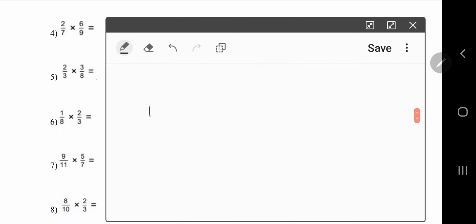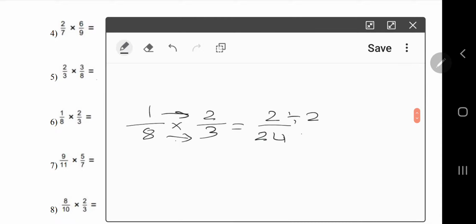So we have 1 over 8 times 2 over 3. Just multiply straight across. 2 over 24. You can simplify it by dividing both of these numbers by 2. So you get 1 over 12.